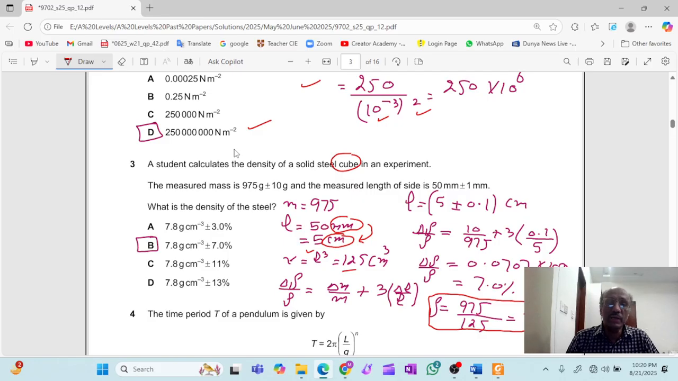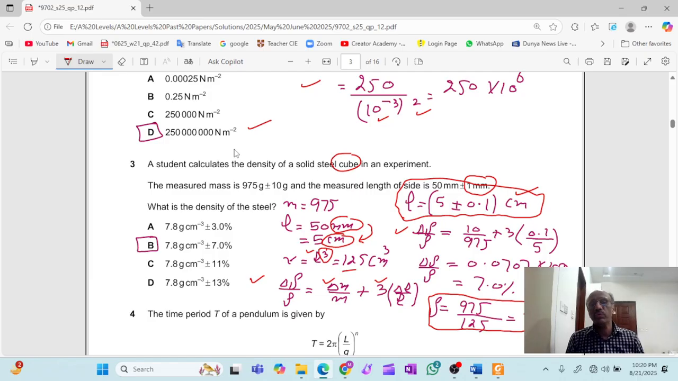Then we will calculate the uncertainty. Delta rho over rho is equal to delta m over m plus 3 times delta L over L. Why have I multiplied by 3? Because L is raised to the power 3, so 3 will be at the beginning of the expression. After that, I will calculate the values by substituting all the uncertainties. I will not consider the uncertainty of 1 millimeter; I will consider the uncertainty in centimeter. So this is the most tricky part of this question.